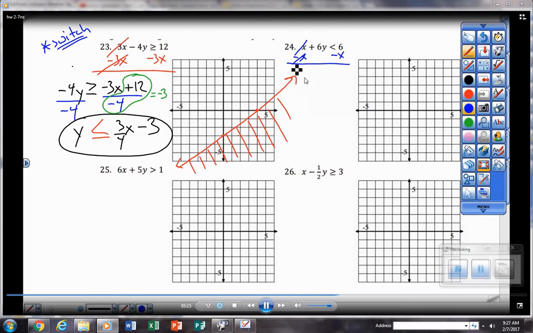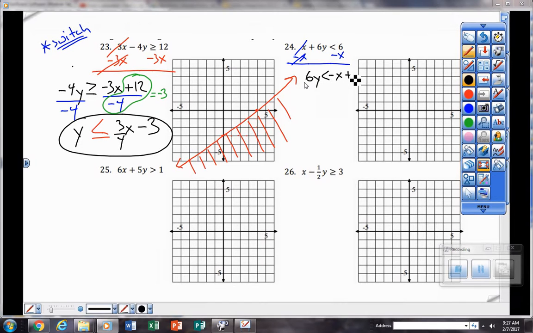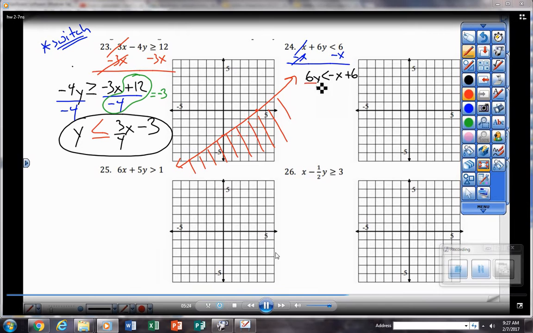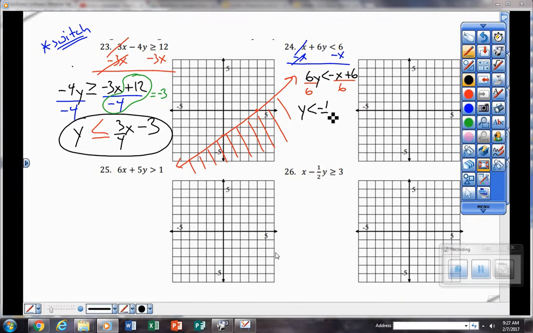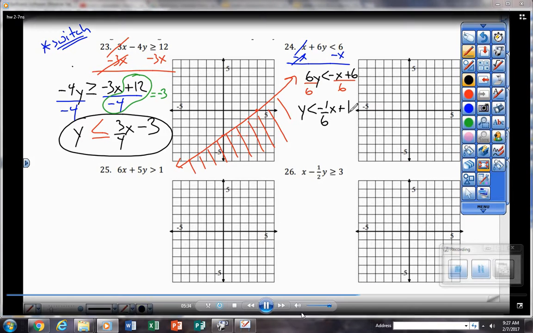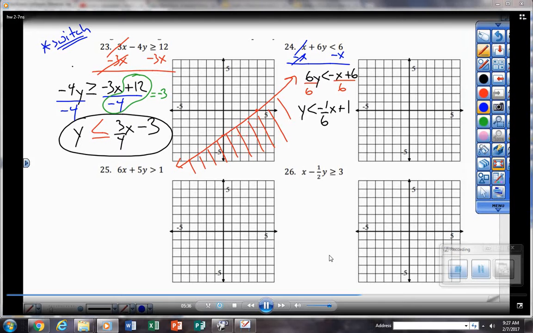This one, I'm taking away x on both sides. Bring down the 6y in my inequality and -x plus 6. Divide everything by 6. That will not switch the inequality. Leave it alone. So that gives me y less than -1/6 x plus 1 when I divide by 6 and 6. That y-intercept of 1 is going to go right here.